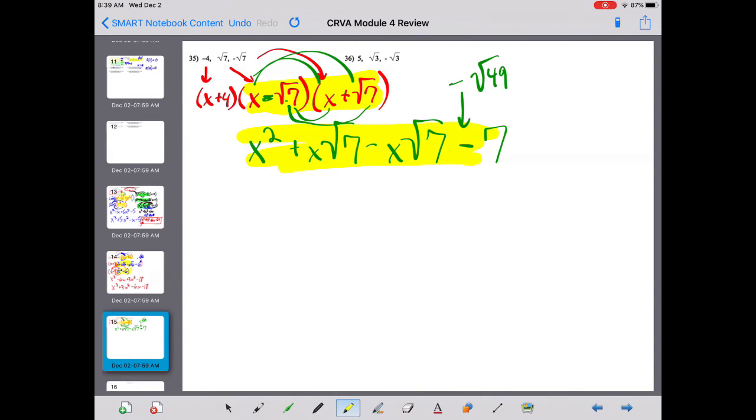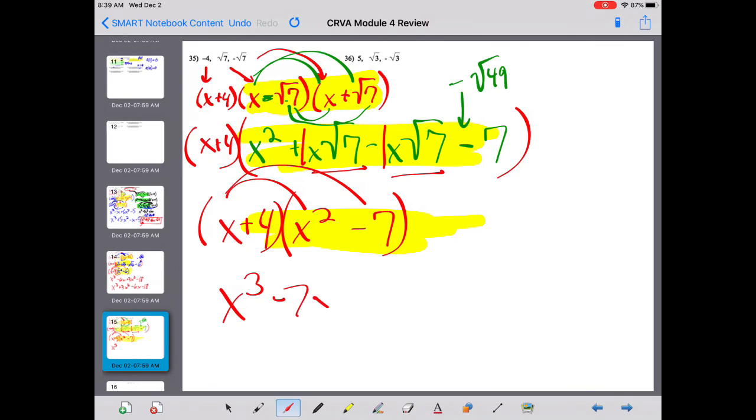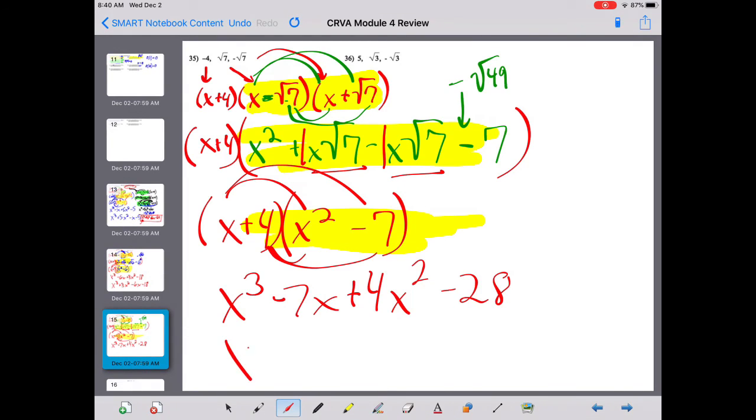Now we take this stuff and we simplify it, and we can simplify the middle terms. They are like terms, exactly the same, but one is a positive one, and one of the terms is a negative one. That makes 0 of those terms. So x squared minus 7 is all we got here. Don't forget to multiply that by the x plus 4 that we left hanging out in front. This is all multiplication of these factors. So we get x to the third, negative 7x, plus 4x squared, minus 28. Write it in standard form, highest degrees first.